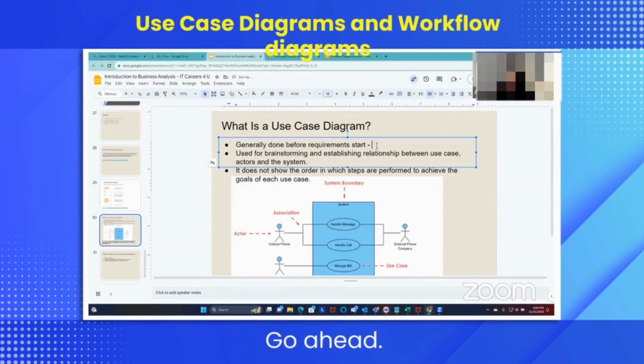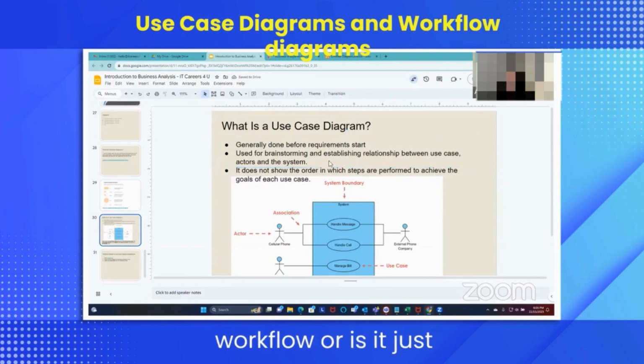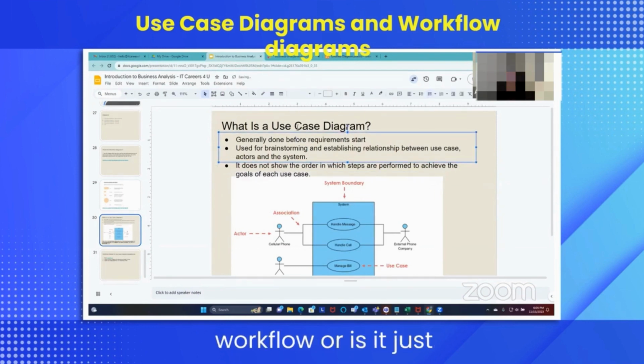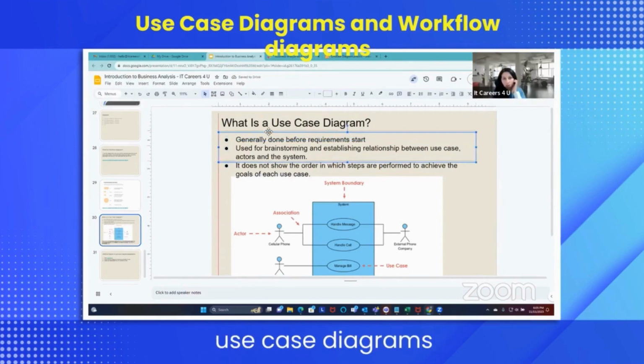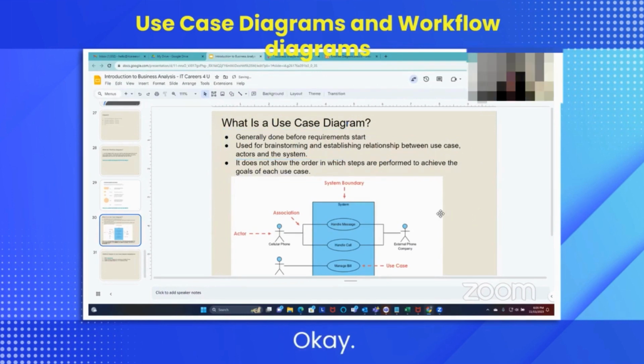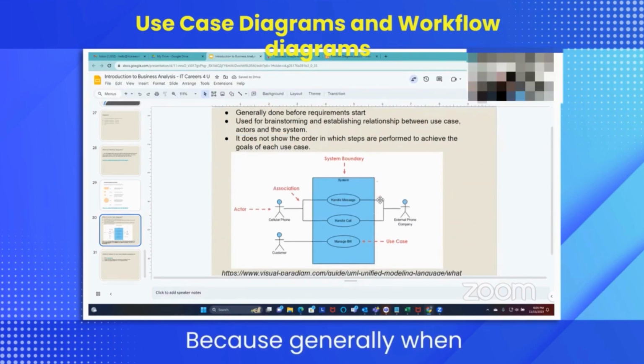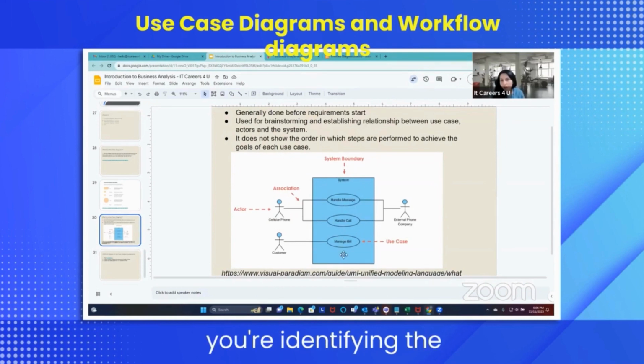So I'm saying like, is it important to do a use case diagram and then follow it with a workflow, or is it just good practice to do that? It's good practice to do use case diagrams before. Because when you're doing use case diagrams, you're identifying the functionality at a high level. And you're also identifying the users and how they interact with that functionality. So it makes it easy. So you're not going to your stakeholders and saying, what do you guys want in the system?